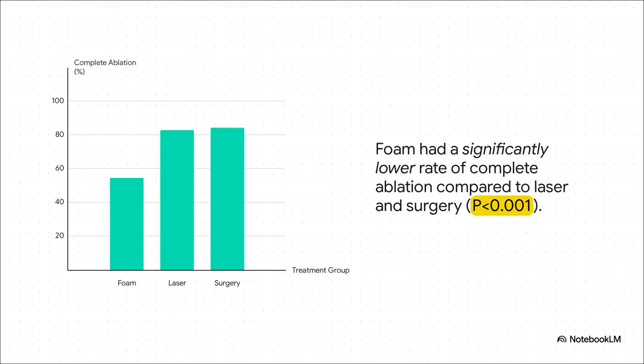But then you look at technical success, and the story completely flips. This is so interesting. For laser and surgery, the GSV ablation rate was great, over 83% for both, basically identical. But foam? Whoa, it was way, way lower, down at around 55%.